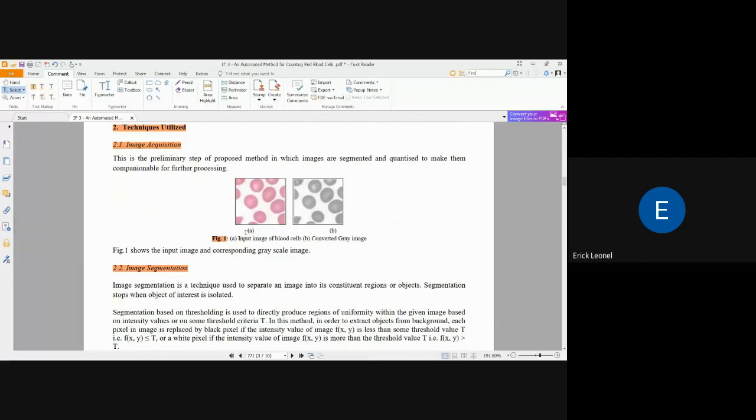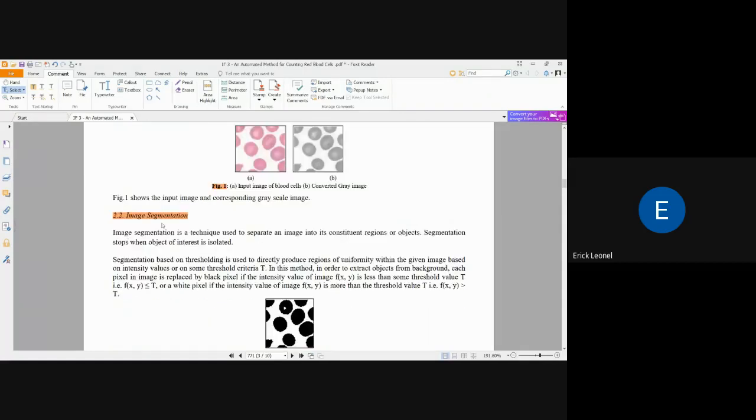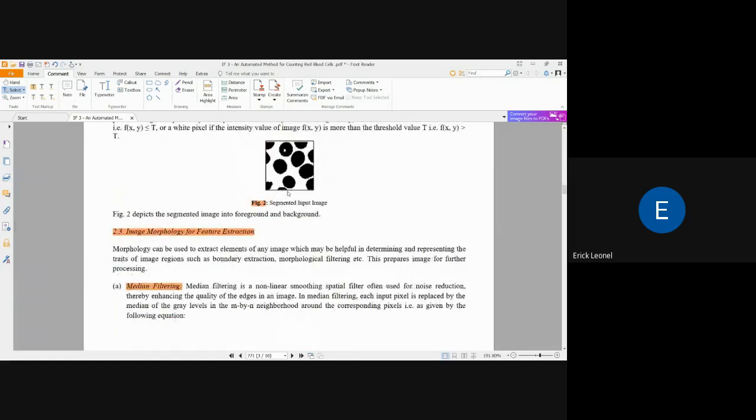First of all, image acquisition. We provide information about the input image of blood cells and the corresponding grayscale image. At the same time, image segmentation is used to extract objects from the background. Each pixel in the image is replaced by a black pixel if the intensity value of the image is less than some threshold value, or a white pixel if the intensity value is more than the threshold value.